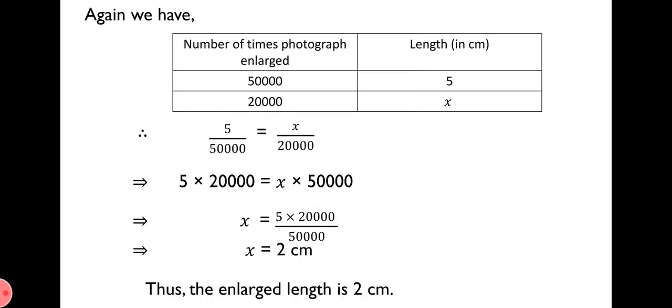Next, question number 6. In a model of a ship, the mast is 9 centimeter high, while the mast of the actual ship is 12 meter high. If the length of the ship is 28 meter, how long is the model ship? Yes, you can see the figure.